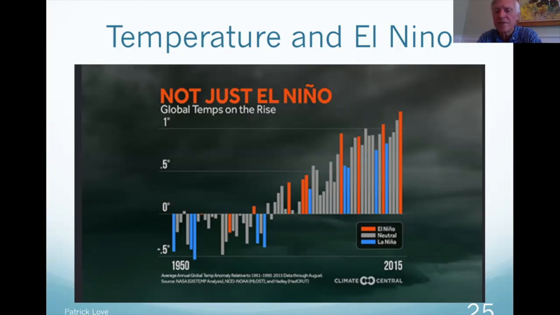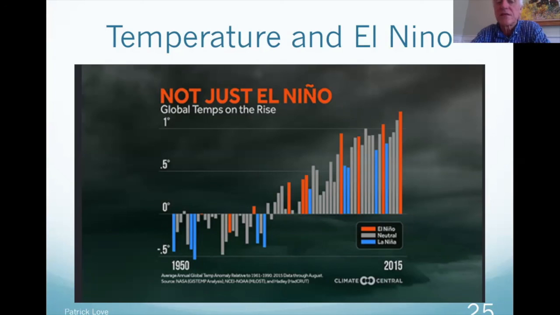Basically, if you look from 1950 to present, these are the temperatures. Obviously, they're relative temperatures, where 0 degrees is kind of an average taken over the period of time. And the El Nino events are colored orange bars. These are annual, each bar is an annual temperature. And you can see, I think it's up to 2015, you can see they're going up.